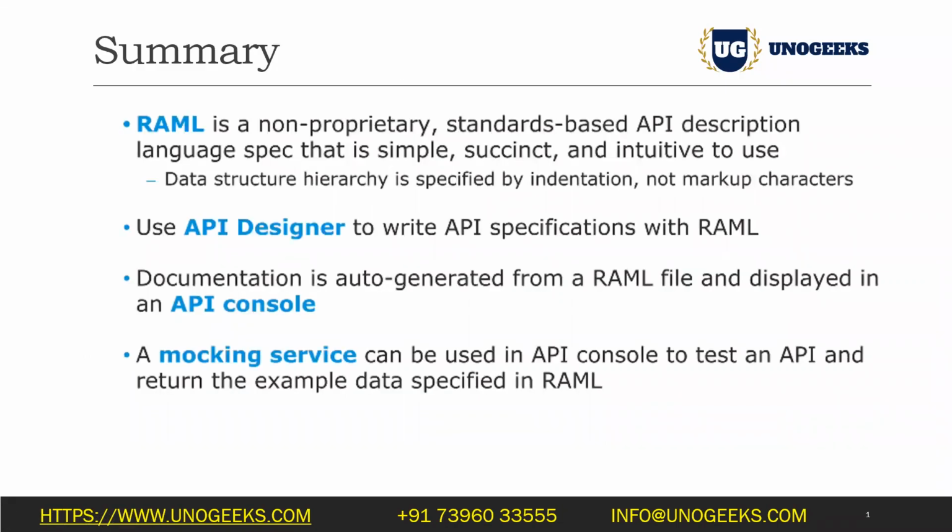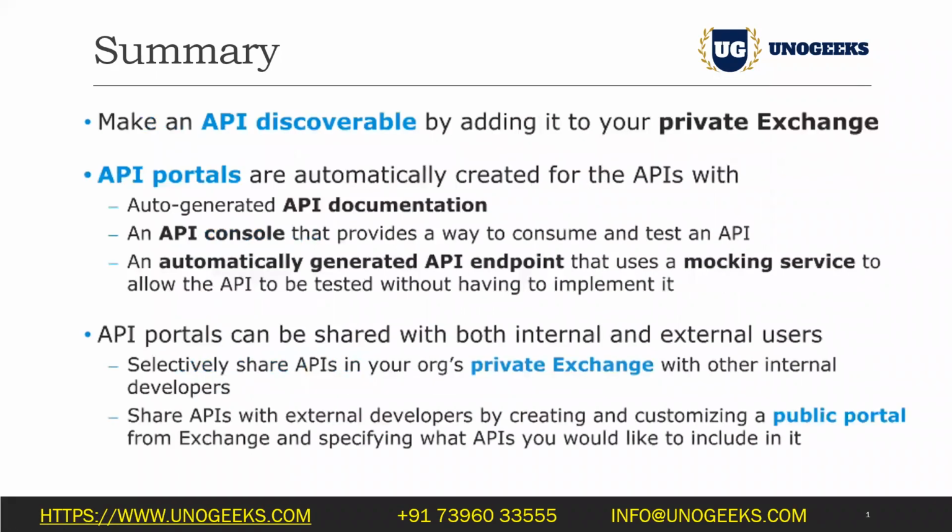Then coming to the summary, what is RAML? What is API Designer? We saw that we can define our API spec in RAML. Then the API console. We saw the console in two places: one is the Design Center, another is the Exchange. And the mocking service is what we already saw last time, that it is just a URL.